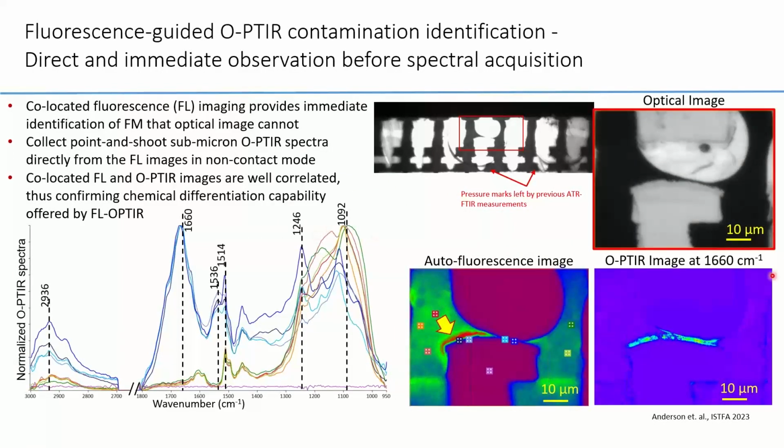Right. Another great example: using fluorescence guided OPTIR, this foreign matter with different chemical characteristics can be highlighted directly. In the autofluorescence image, we can see that there's something shining very brightly there. You can then guide the system to collect spectra from those points, even just in here as well.